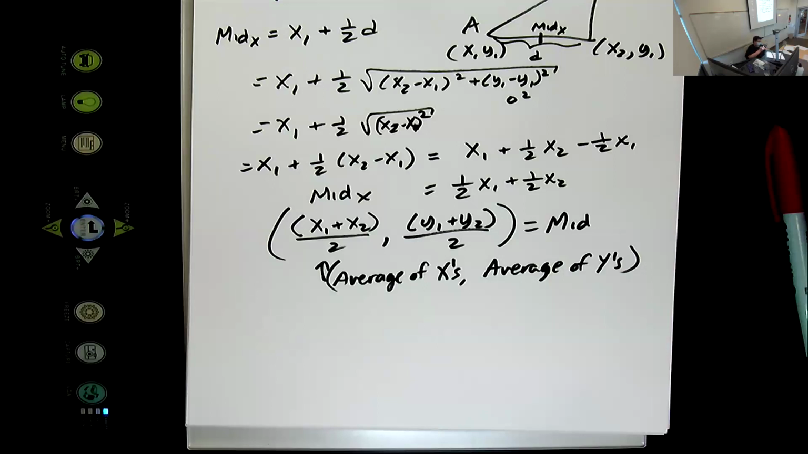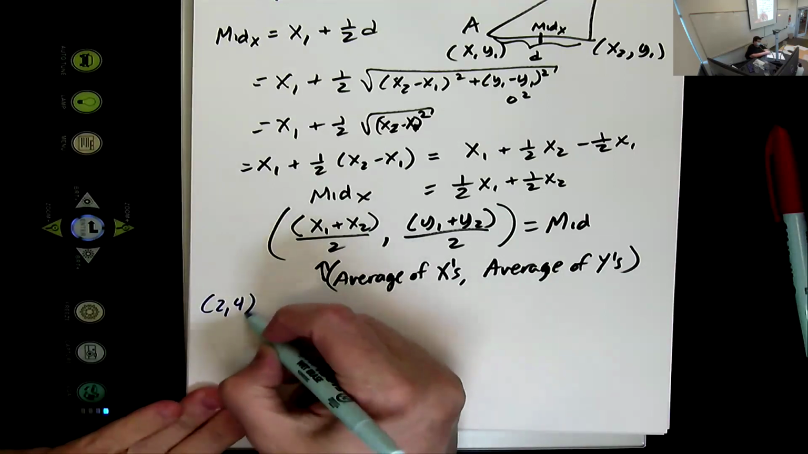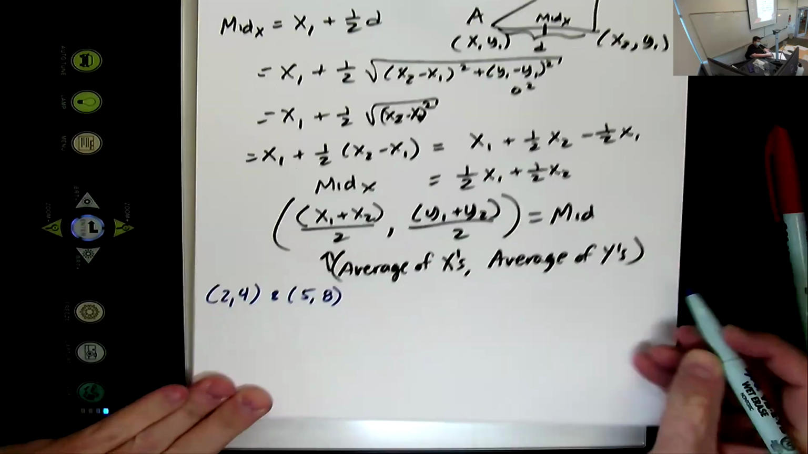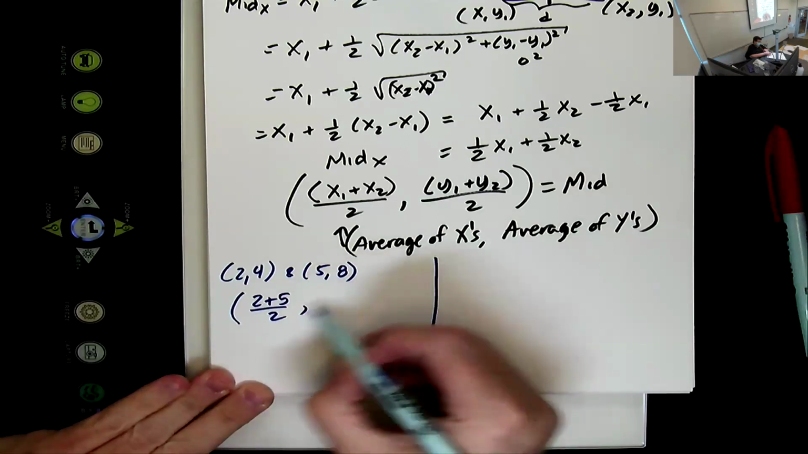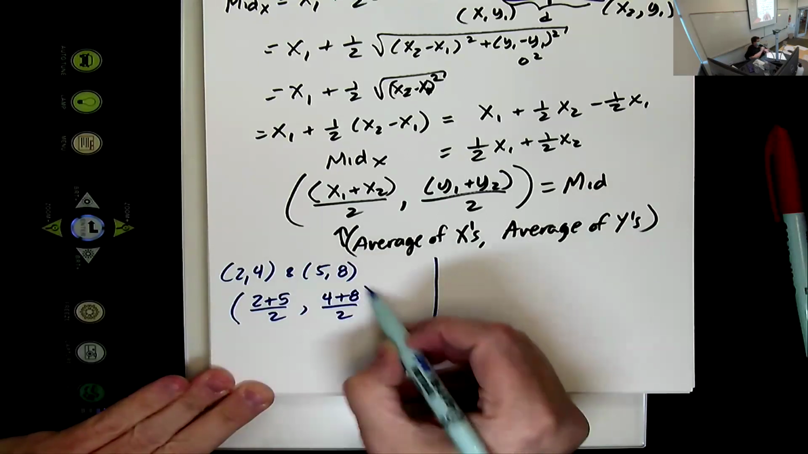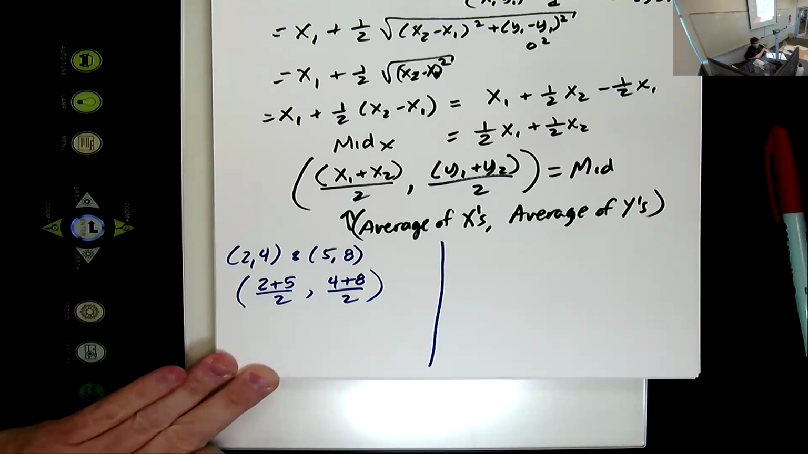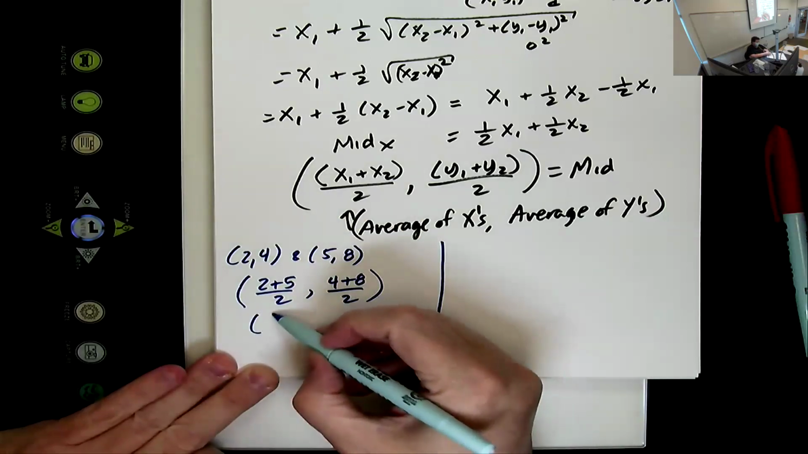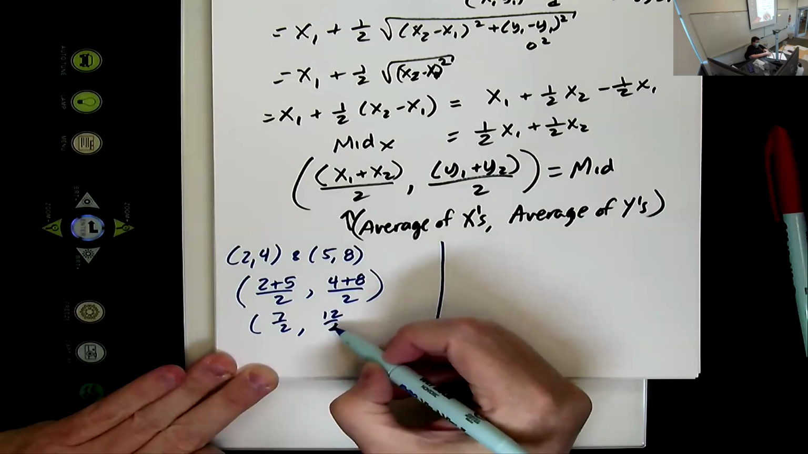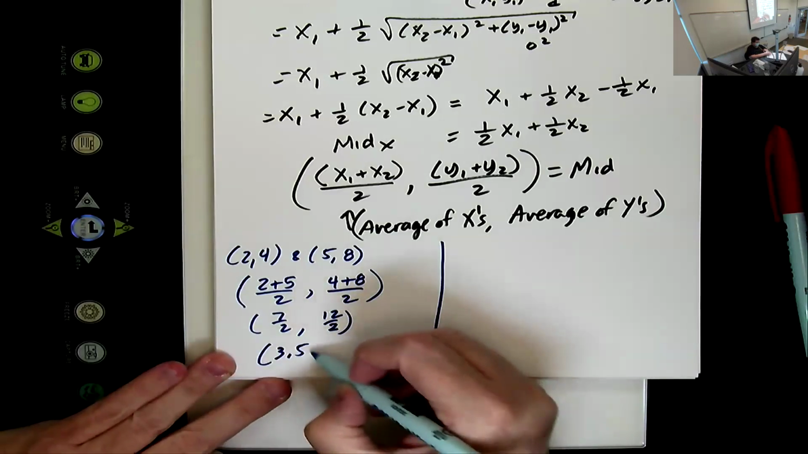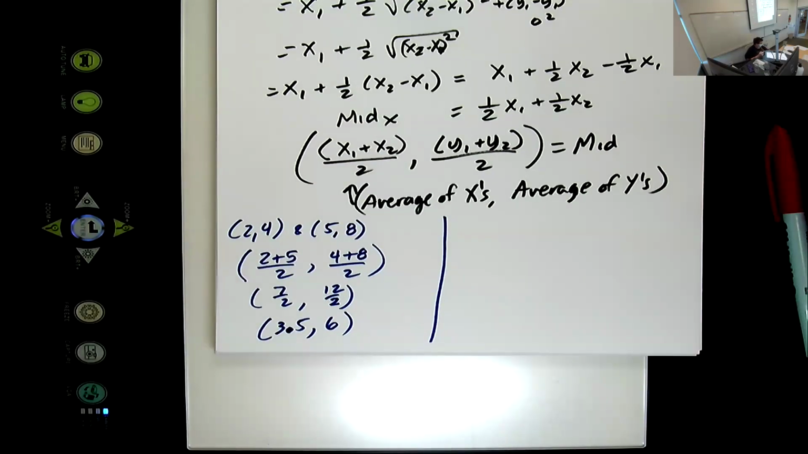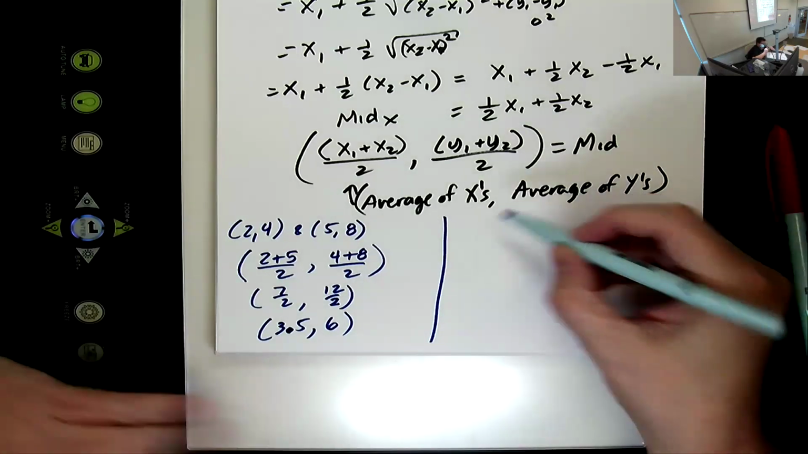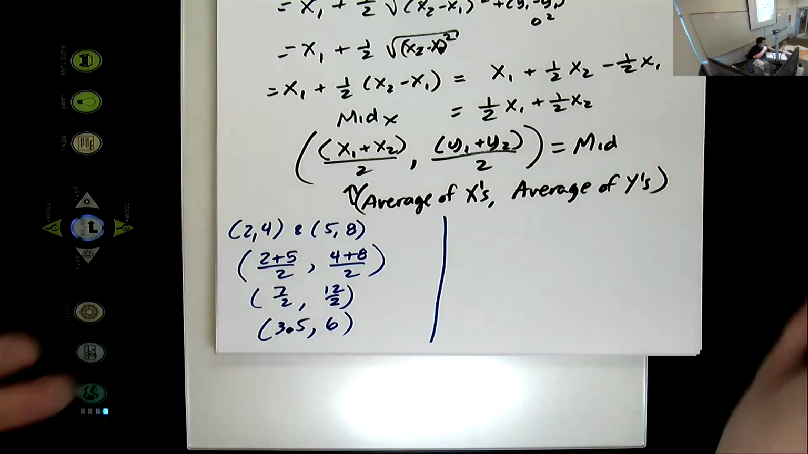So we just had 2, 4, and 5, 8. Let's find the midpoint of those. 2 plus 5 over 2, comma, 4 plus 8 over 2. Add the x's, divide by 2, add the y's, divide by 2. This is 7 over 2, comma, 12 over 2. 3.5, 6. And you guys can try the other one when you're ready.